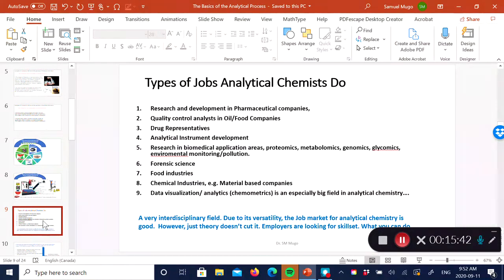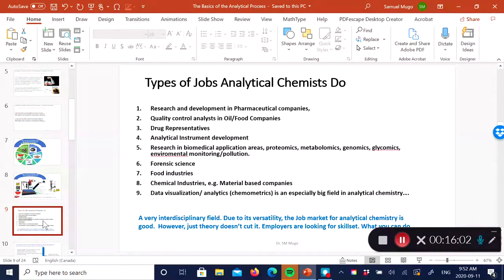As I said before, analytical chemistry is very interdisciplinary. And so you can fit in the food industry, clinical diagnostics, material science, and so forth. So I'll give you a list of potential industries that you can get into.